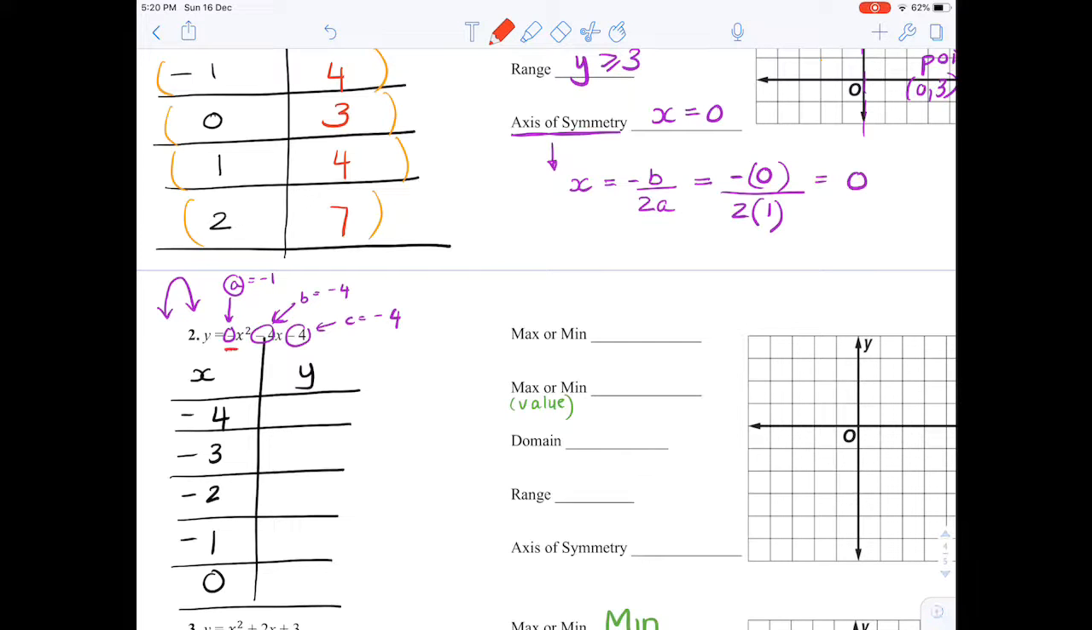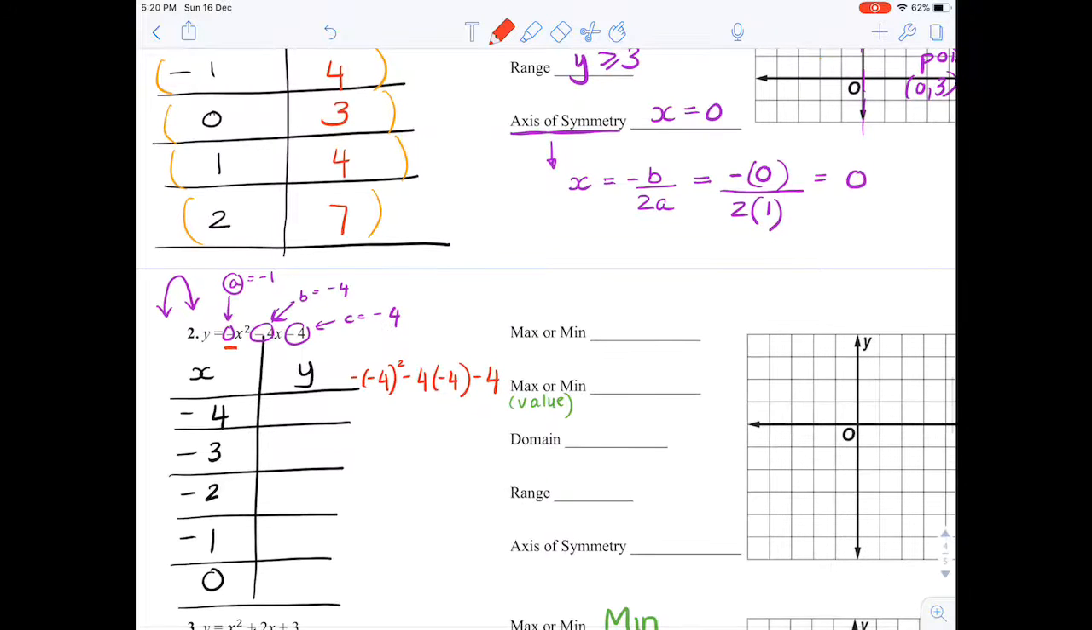So it would be negative times negative 4 squared, remember? So it will look like this. Negative times negative 4 squared. Subtract 4 times negative 4. My goodness, this is a lot of 4s. Subtract 4. So that gives us negative 16 plus 16 minus 4. So if you put that into your TI, you'll get the answer negative 4. Please use brackets, okay? And then you should feel a little more confident getting these answers.